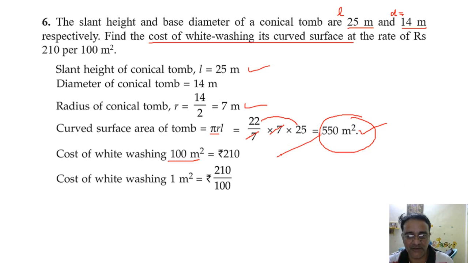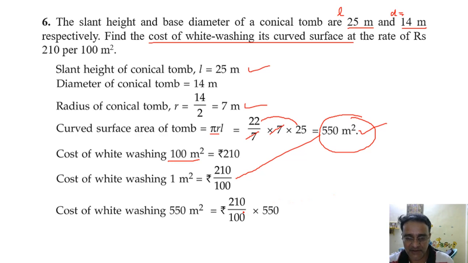Multiply both. 550 into 210 by 100. So what you can do, you can cancel this 0 and this 0. So 55 into 21 is the answer. That is 1155 rupees. Any doubt? No, sir.